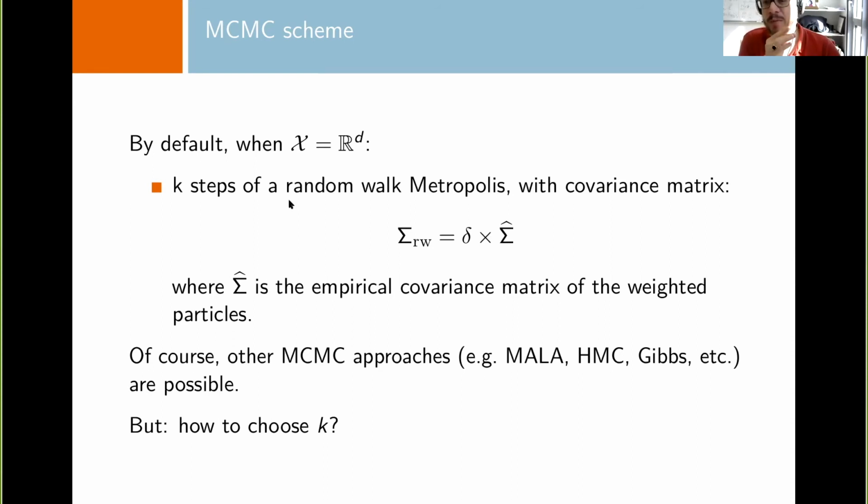So here I'm just describing one kind of MCMC scheme you could use. You could do MALA, HMC, Gibbs, etc. But one thing which was not so clear in the literature, including in some of my papers, is how many steps you do. You could do one step, you can do two steps. If you do two steps, that's equivalent to applying one kernel, which is a composition of some simple kernel twice. So any value of k will be valid, and the performance seems to depend on k in a non-trivial way.